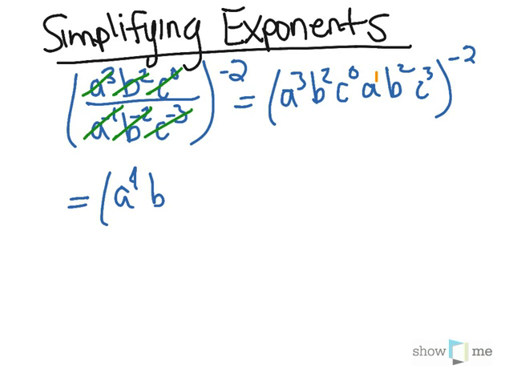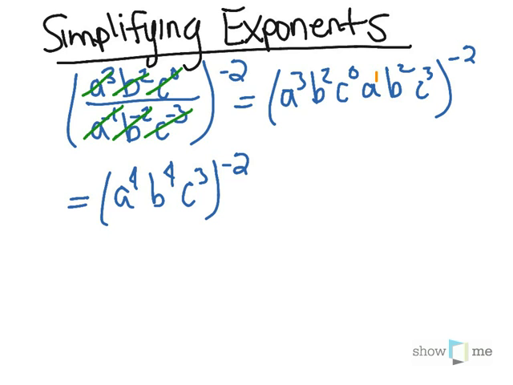Sorry, my 4 looks a little weird. There we go. And then with the c's, I have c to the 0 and c to the 3, and 0 plus 3 is 3. So I result in c cubed. Now I still have the exponent of negative 2 on the outside.